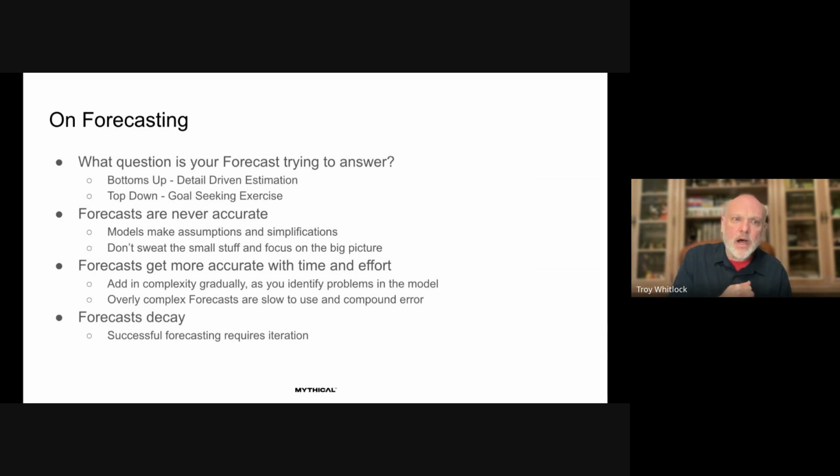Okay, so high level, how am I doing on time? Oh, really close. Some high level thoughts on forecasting.